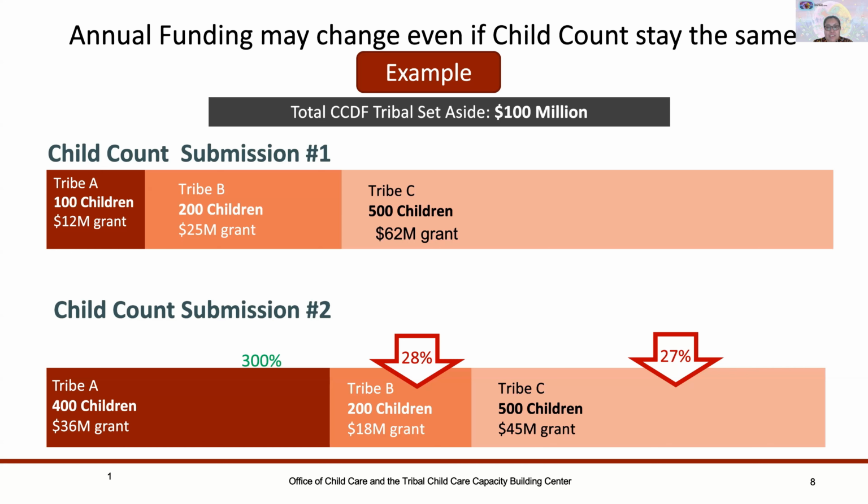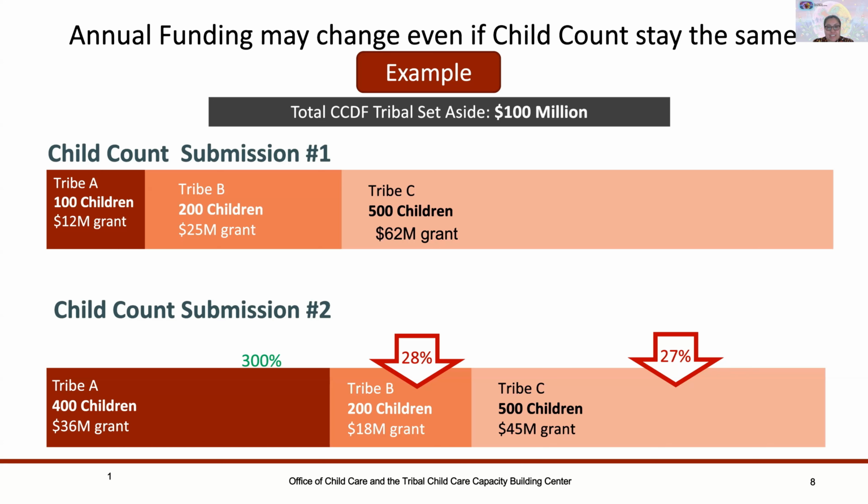And so those same 3 tribes, those 3 allocations, they still add up to that hypothetical total CCDF tribal set aside of $100 million. And so you can see in this example that the resulting allocation amounts are impacted even if only one tribe changes their child count and their child count increases. So we just wanted to talk through this as an example and things to consider regarding how the child count that you submit can impact other tribal aid agencies.